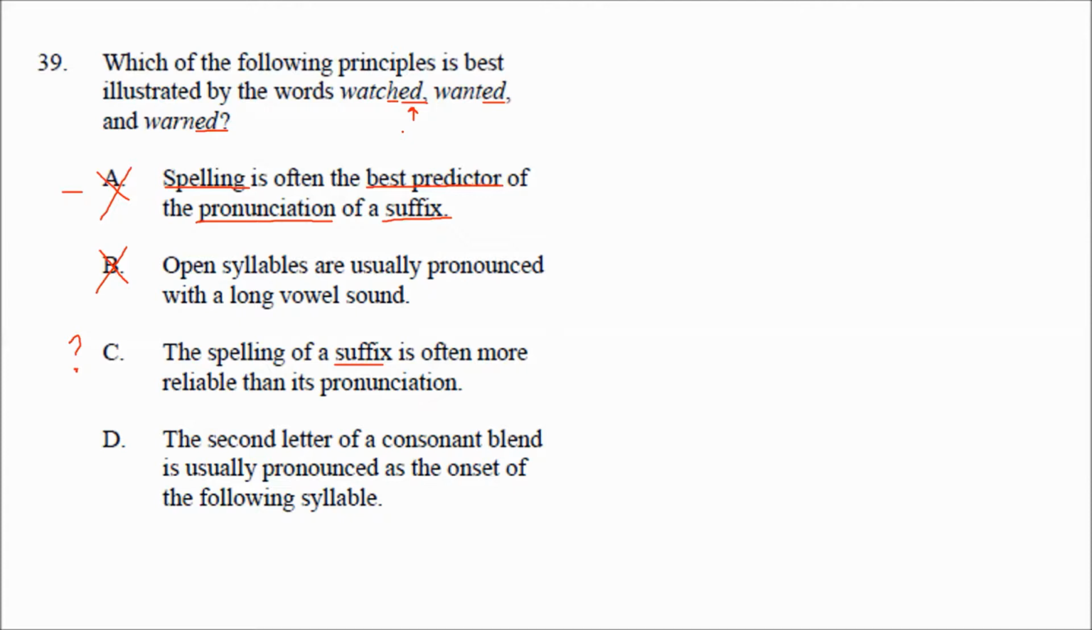Wanted is actually an N and a T, which is not a type of consonant blend. We just say wanted, wanted. Watched, we're not going to say walk. No, it's just watched. TCH is one sound. So this is wrong. So between the pronunciation and the spelling, I'm going to go for the spelling first.